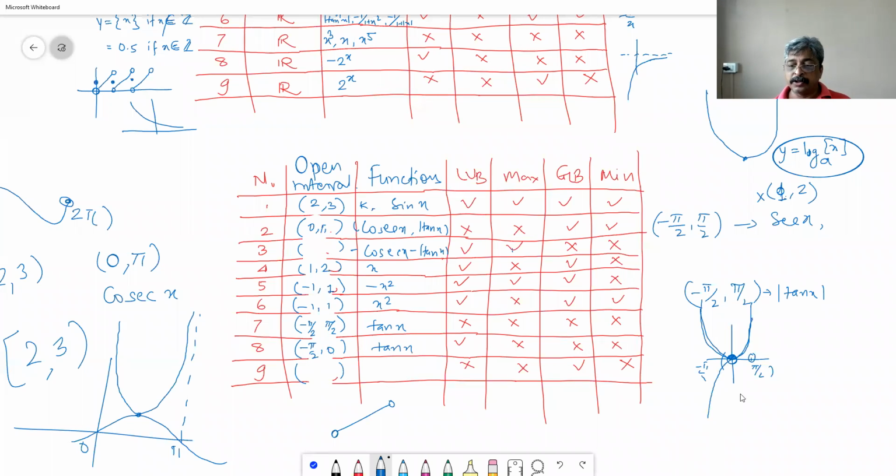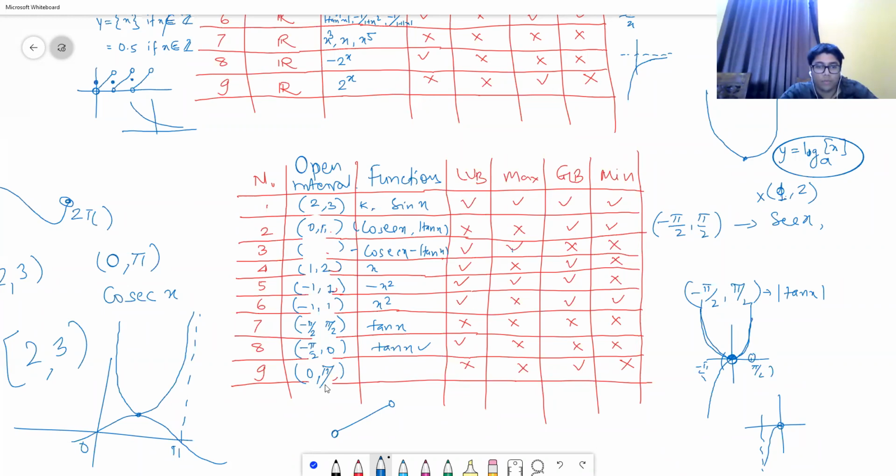Minus pi by 2 and 0. So these are dotted, and you have a hollow circle here that makes it LUB 0, but not really maximum, GLB minimum. Correct. Ninth: the tan x between 0 and pi by 2.